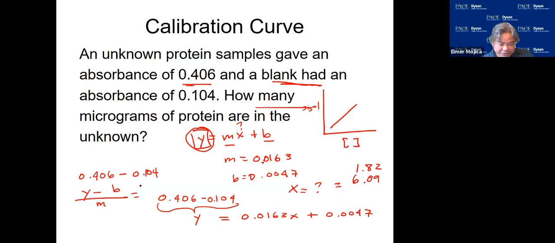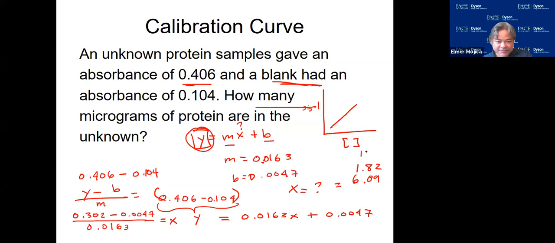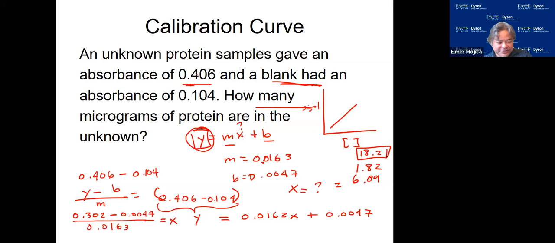Because if we're going to do the calculation here, we subtract this, so this will become 0.302. And then we're going to subtract it with the value that we have here, that's 0.0047, right? And we further divide it with 0.0163 to give you the X. Yeah, I found a mistake in my math. I got 18.2. So what do you get? I got 18.2. The answer is around 18.2.